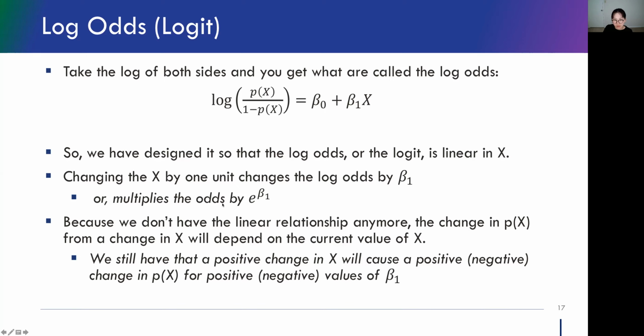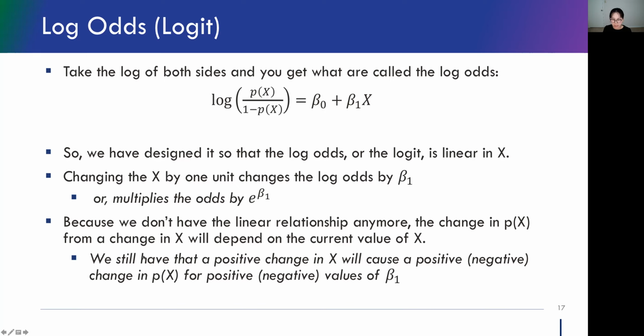Or multiply the odds by e to the power of beta 1. Remember, there's a log here. So the interpretation of this beta 1 in logistic regression changed compared to linear regression, because we are modeling the log odds, right? Because we do not have the linear relationship anymore, the change in p(x) from a change in x will depend on the current value of x.